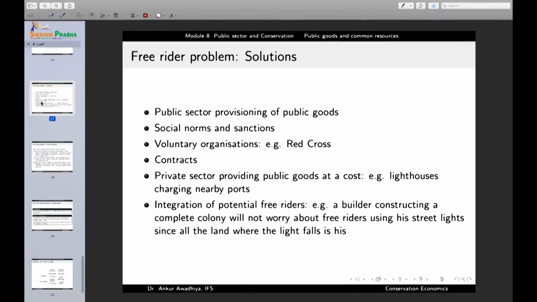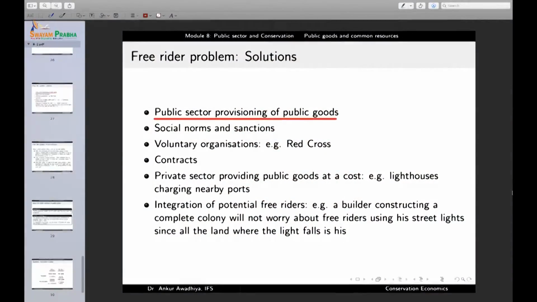Now, there are a number of solutions to the free rider problem. One is public sector provisioning of public goods. So, in this solution, the public sector or the government provides the public goods. When we talk about things such as national defense, then it is the government's role to provide for this good. When we talk about uncongested non-toll roads, roads that are joining villages in very distant areas, they are provided for by the government. And the government gets money through taxation. So in this way, this problem can be solved to quite an extent.